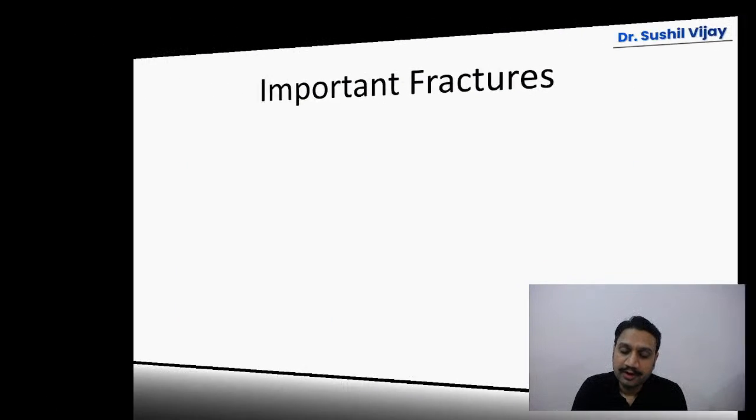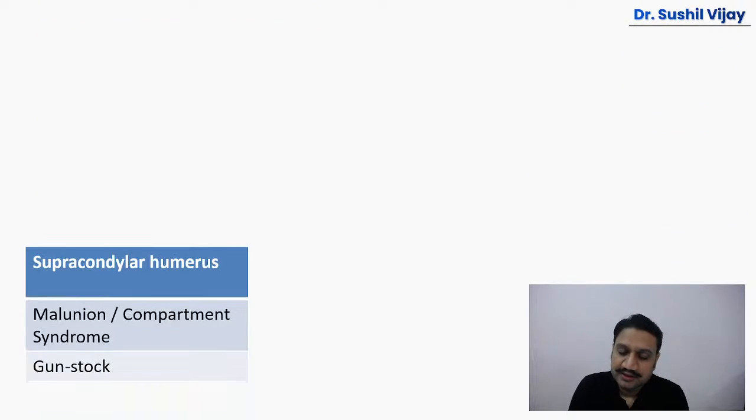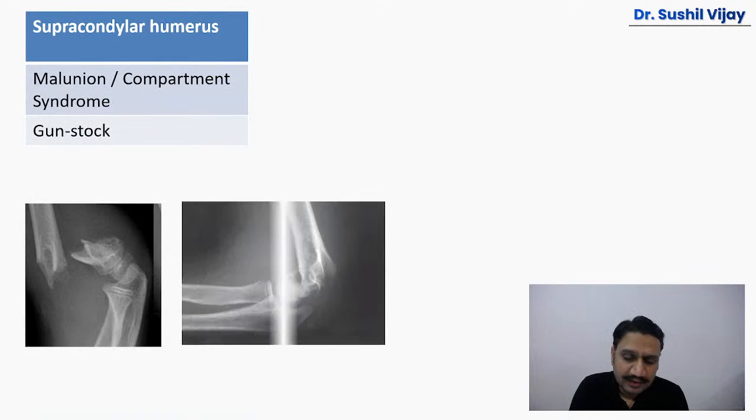All right, now coming on to the important fractures. What are the important fractures? So what about this deformity? If somebody comes to you with this kind of deformity, can somebody name what is the deformity here? That is cubitus varus. Where do you see this? Supracondylar humerus fracture, like that.